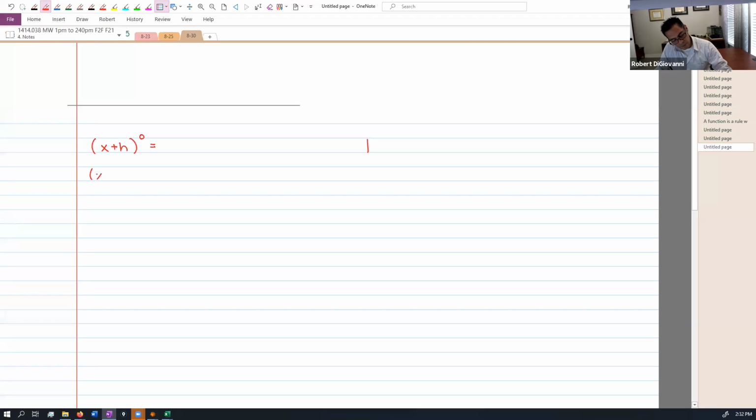Now, what would x plus h to the first power be? Anything raised to the first power should be itself, right? So that should just give me x plus h. So I'm going to write it like this. Now, x plus h squared is what we just did in the previous problem, isn't it? I'm not going to go through the work, but that should give us x squared plus 2xh plus h squared. That's what you would get if you multiplied all that out and collected your like terms together.